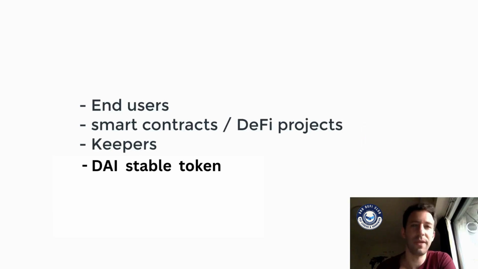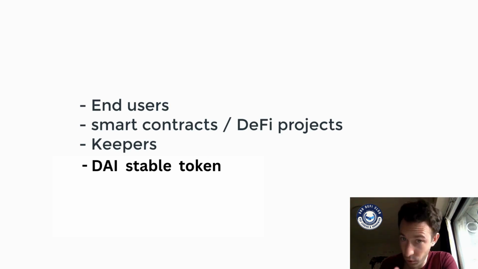There are different kinds of people that interact with the DAI system. First you have end users, so people like you and me who have DAI tokens and want to do certain operations with the token. Then you have smart contracts and DeFi projects. Then you have what we call keepers, so they are there to ensure the stability of the token, and I'll explain this just after. And then in the system of DAI, you have the DAI token itself, and you have another token called MKR, and that is here for governance.